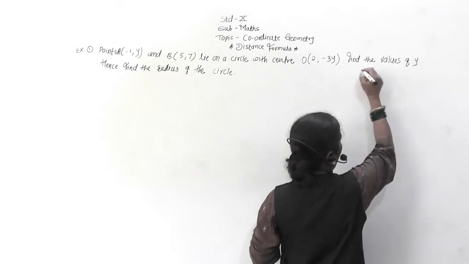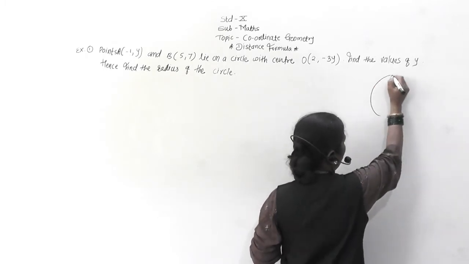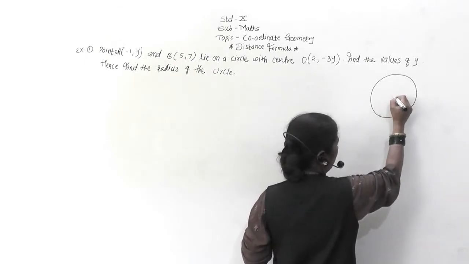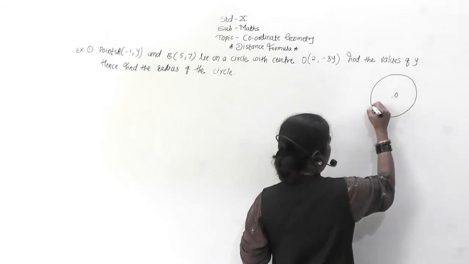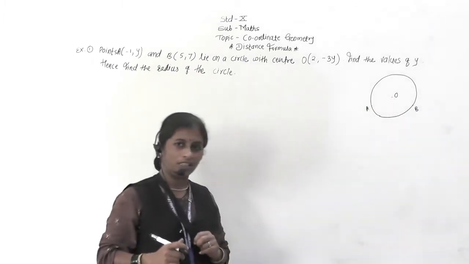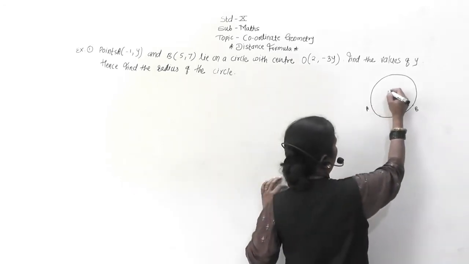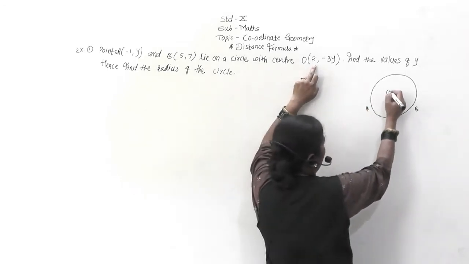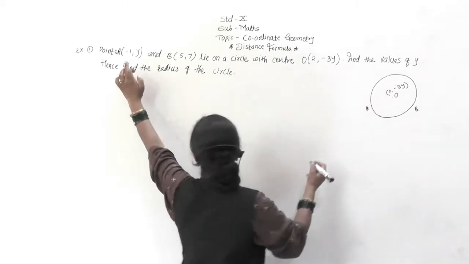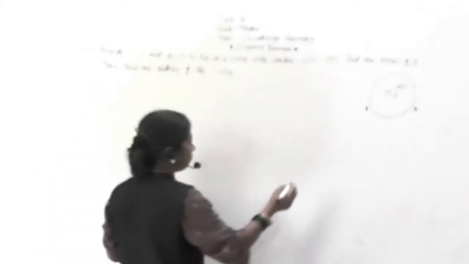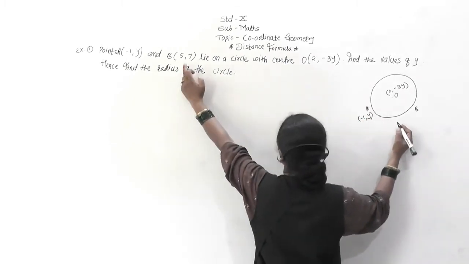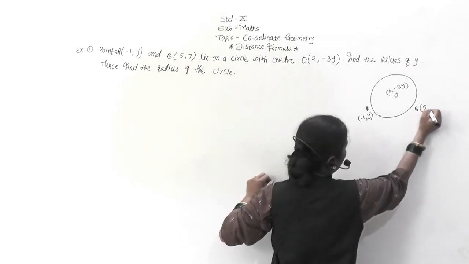Okay, so according to the example, we will draw a rough figure of the circle. O is the center of the circle, and these two points A and B are on the circle, right? So here we will mention the coordinates. O is the center, which has coordinates (2, -3). A has coordinates (-1, y), and B has coordinates (5, 7).